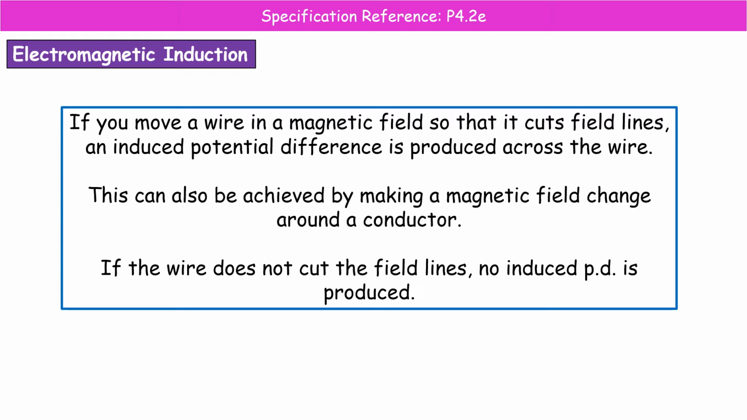Now, that's not the only way we can do this. We can also achieve that by making the magnetic field change around the conductor. But the key thing is the field lines are being cut, because if the wire doesn't cut those field lines, we will not induce a potential difference in the wire itself. So in order to actually have this whole idea of electromagnetic induction, a wire must cut magnetic field lines. That's kind of like the first principle, if you like.